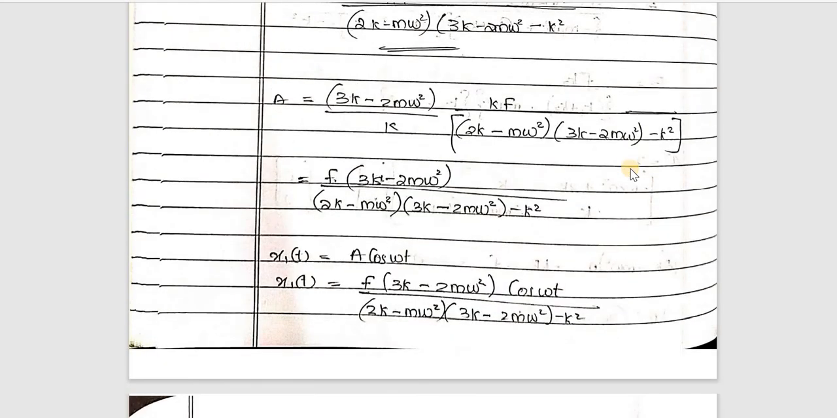Now x is equal to A cos omega t. Here we have found out A. So this is my steady state response. Just read what is written and understand the note. You will be able to understand it.